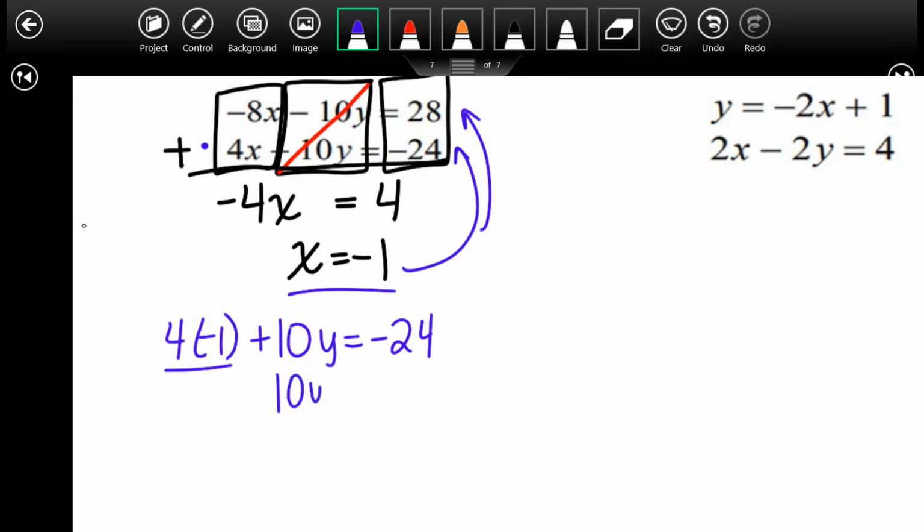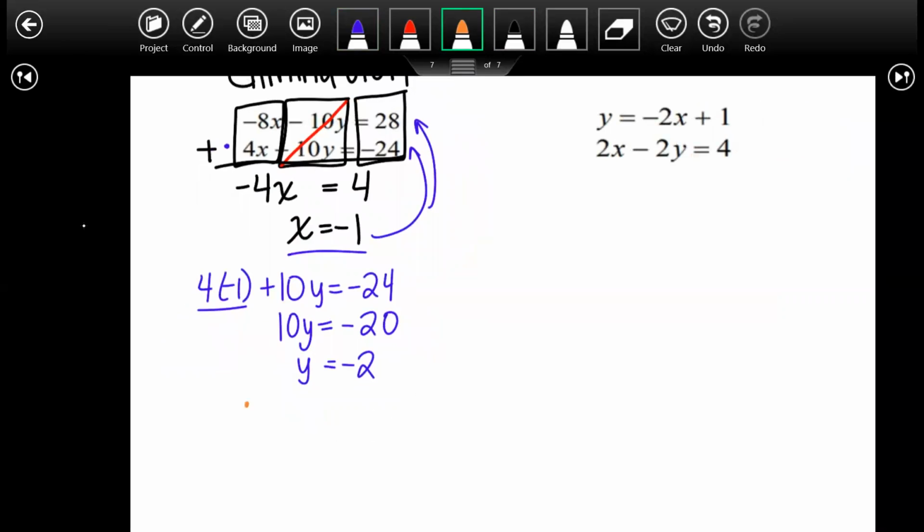So I just want to try to get through as many problems as I possibly can. I know I'm not showing a lot of work, but I figure you guys can go back. So adding 4 will give us negative 20. Y will give us negative 2. My solution, done.